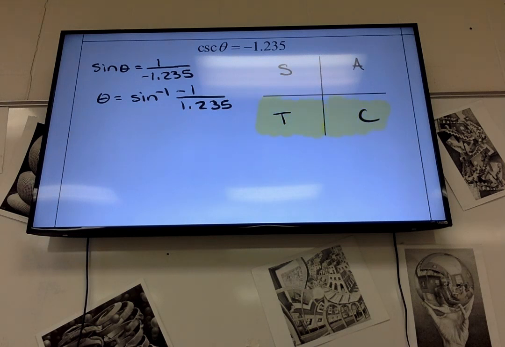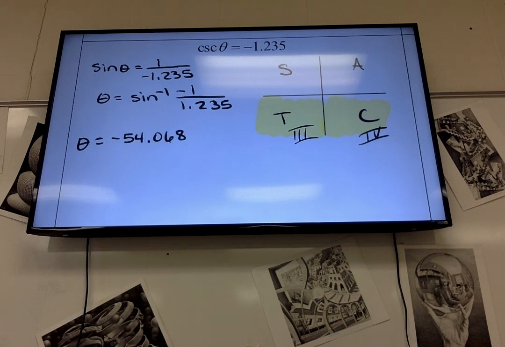If you go to college and they ask you what quadrants and you say T and C, they're going to laugh at you. Actually, they're going to go, what? So make sure, yes, it is those two, but that's really the third and the fourth. All right. So now we do the inverse sine of that. What do y'all get? Negative 54.068. Yeah.